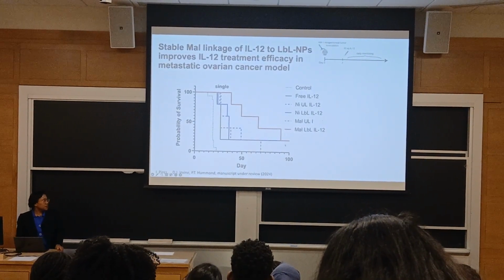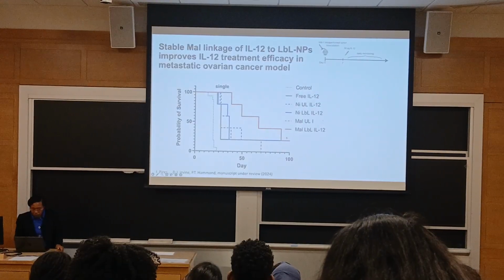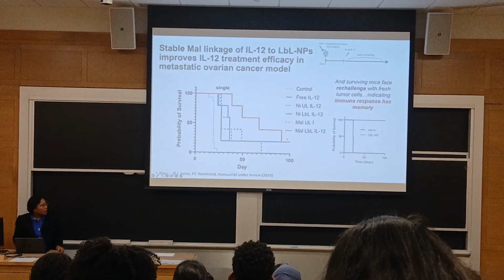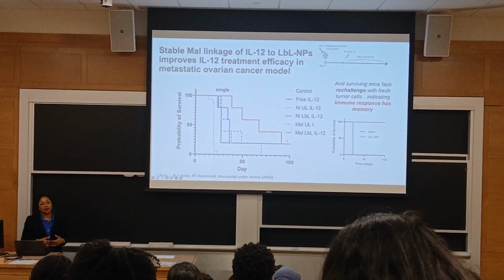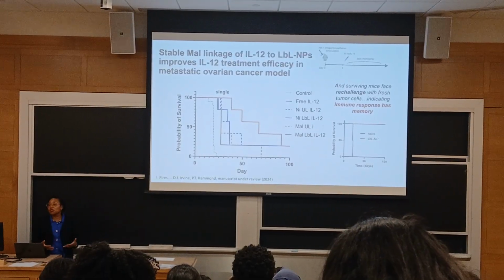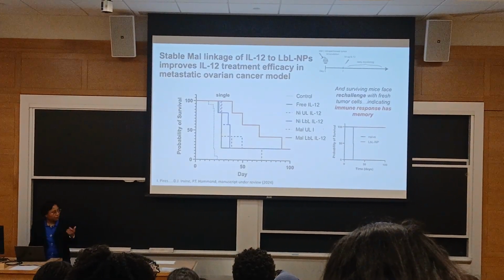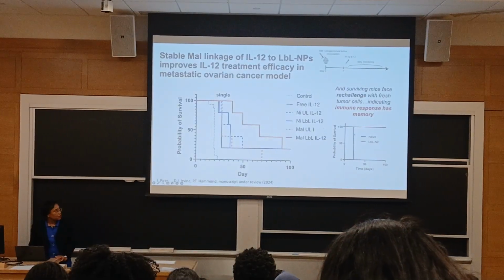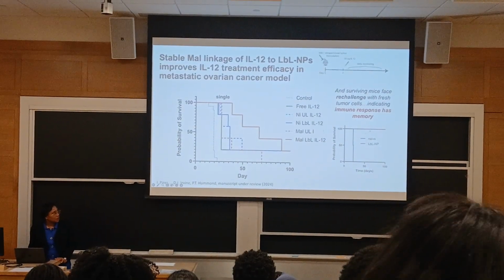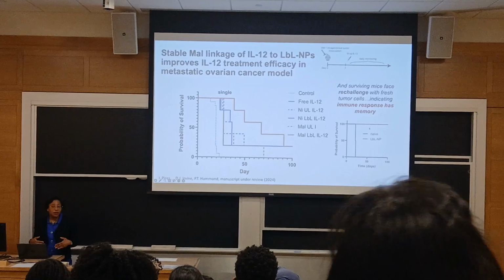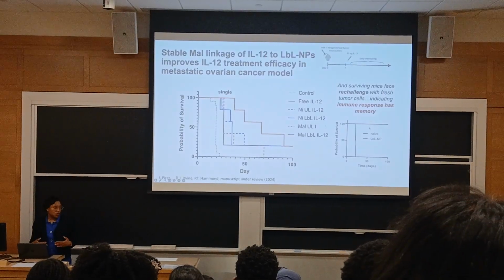And we found that, in particular for this formulation, the maleimide LBL IL-12, we are able to see an extension of survivability. For those that did survive, we can challenge the mouse again to see if the immune system is going to attack the tumor. And we found that when we introduced new tumor, new cancer cells, all of those mice that survived the first time survived the onslaught of cancer the second time. And this is that memory that we're looking for.